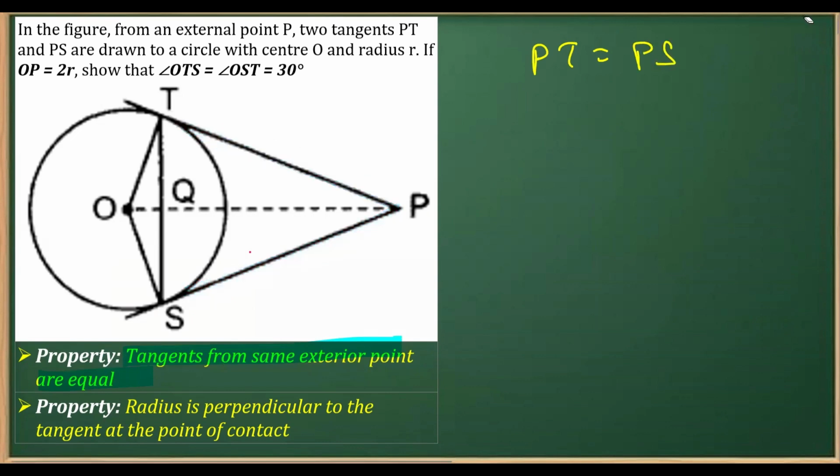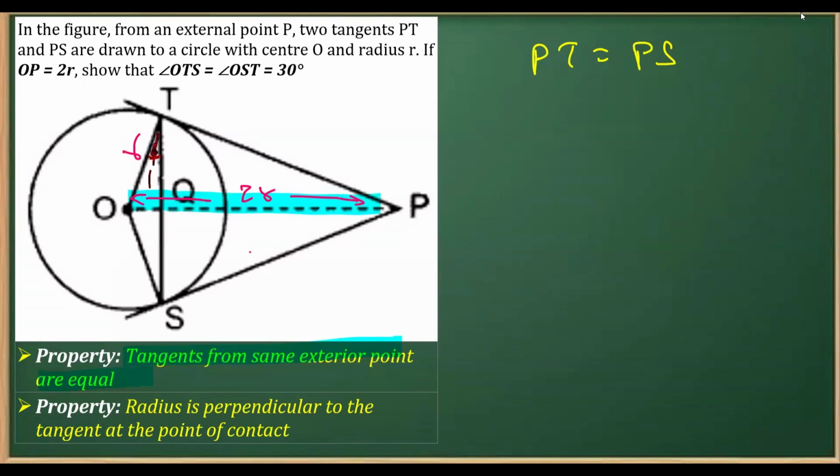Now, as I read further, it says of a circle with radius r. So write down in the figure that the radius here is given as r. If the length of OP is given as 2 times R, right? So this length OP is 2 times R. So I'll write 2R here, this whole length.